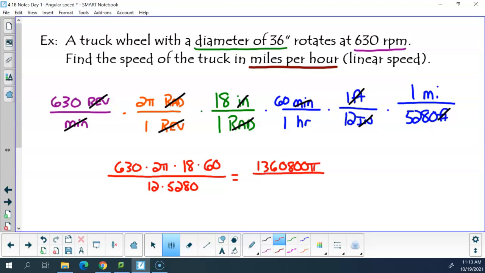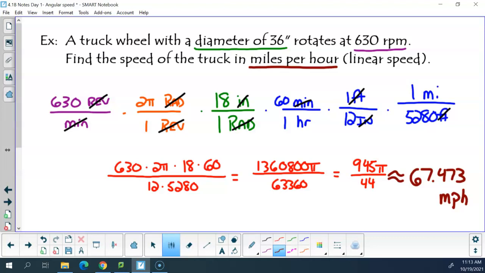1,360,800 pi over 63,360. I get that the truck is going 67.473 miles per hour. Yes? Concur? Or just agree?